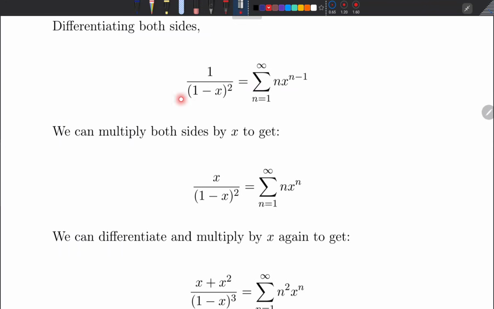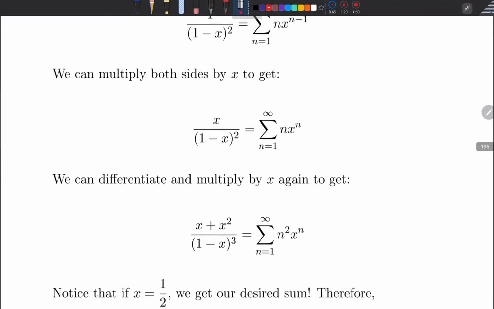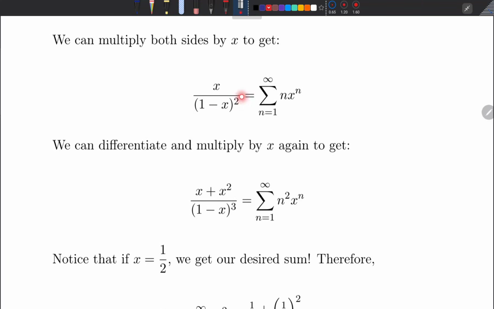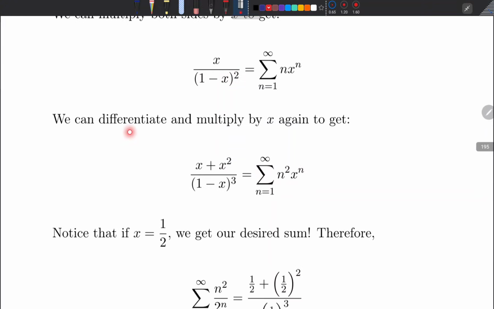Now differentiating both sides, that's how it's going to look. We can do that and multiply both sides by x, and then differentiate and multiply by x again. So we have just differentiated it again and multiplied with x, right? If you might be thinking here, then let me, okay, yeah, I just got that.